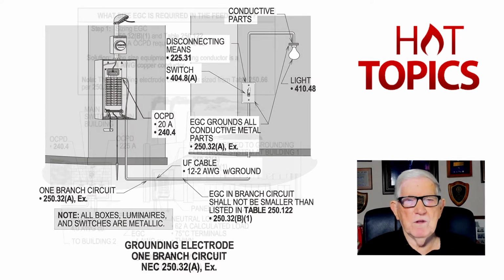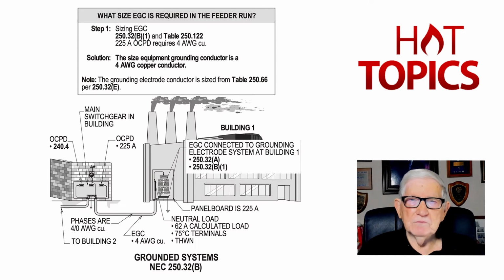Now let's move to the next illustration. And notice, if you were sizing the equipment ground, and you had this 225 amp main that we gave as an example earlier, then notice in step 1, the 225 amp overcurrent device requires a number 4 selected from our Table 250.122.